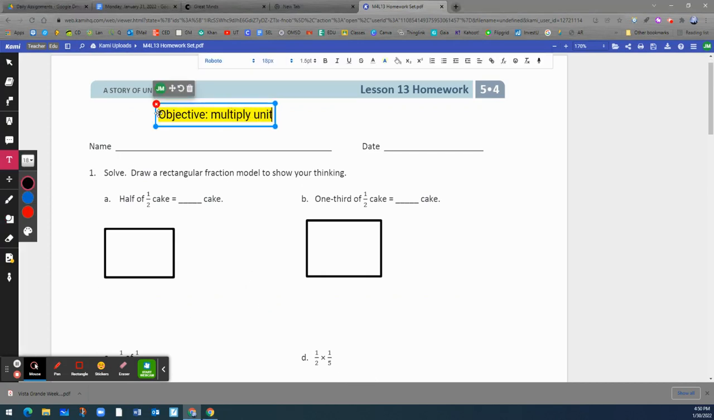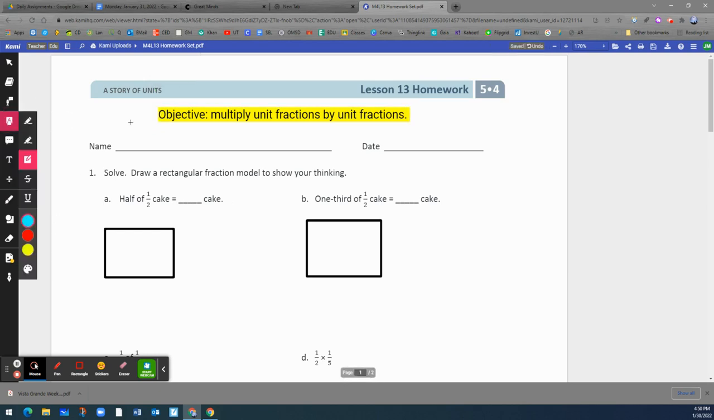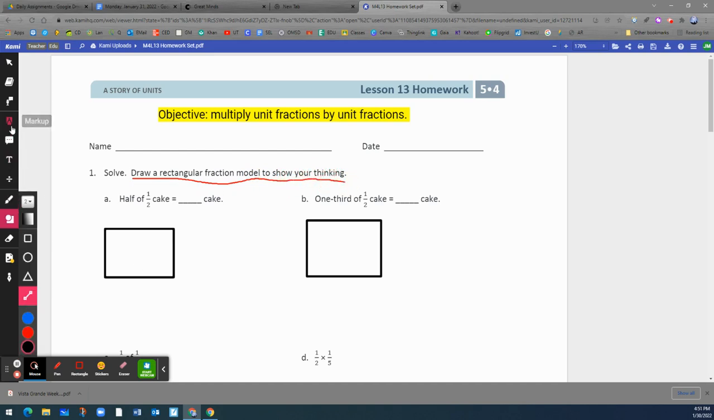Multiply unit fractions by unit fractions. That means it's going to be a fraction times a fraction. Let's analyze our situation here. As you can see, our instructions are explaining to start with solving. And one way to solve is to draw a rectangular fraction model to show your thinking. Let's analyze our data.